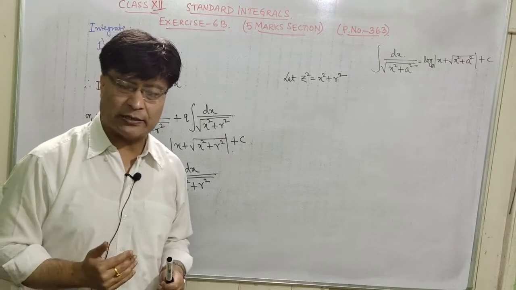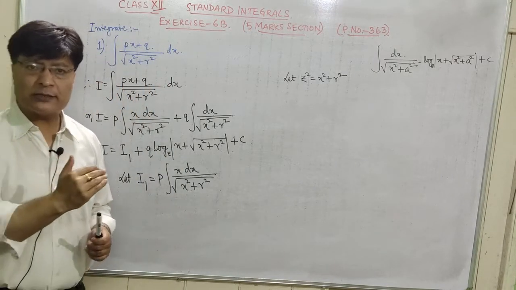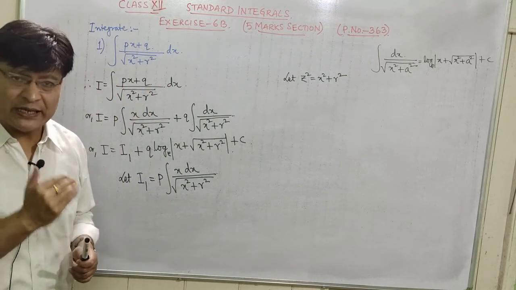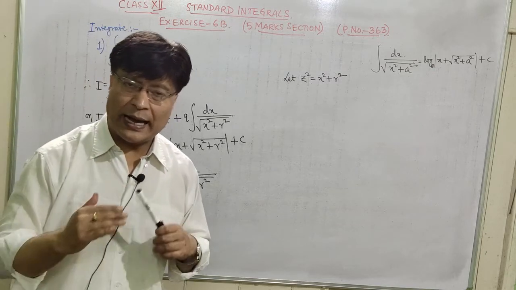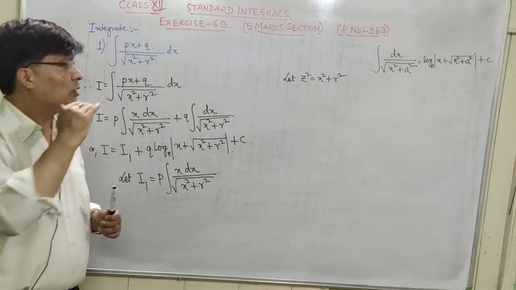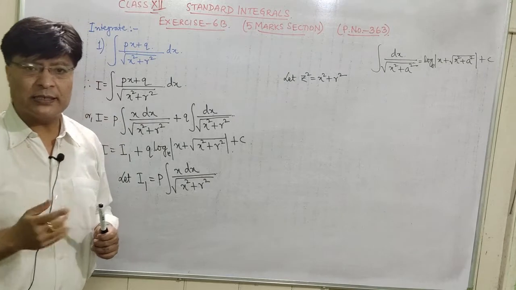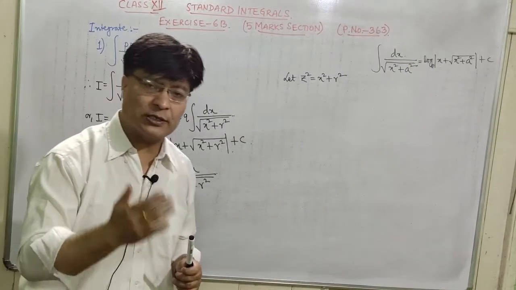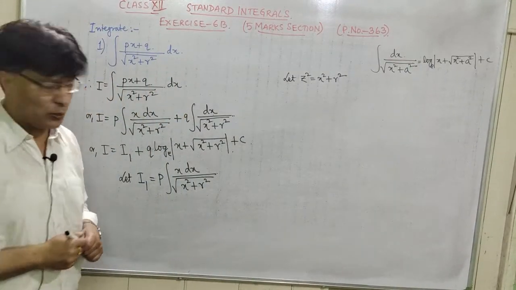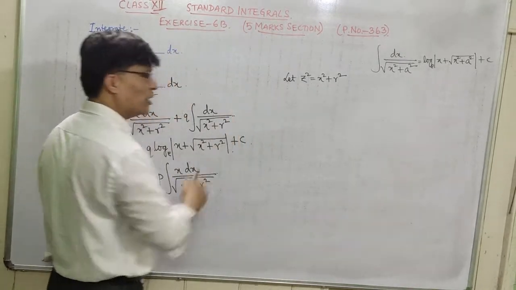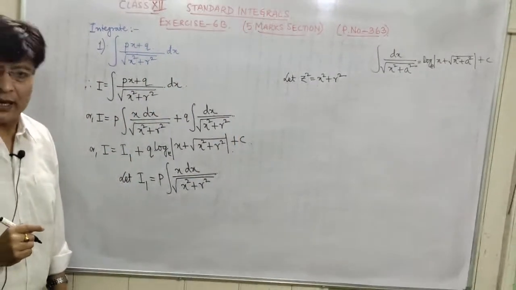Because the expression is under the square root and it is in the denominator. I already told you that in order to integrate it, you have to assume the expression within the square root as z square. So let z square is equal to x square plus r square.